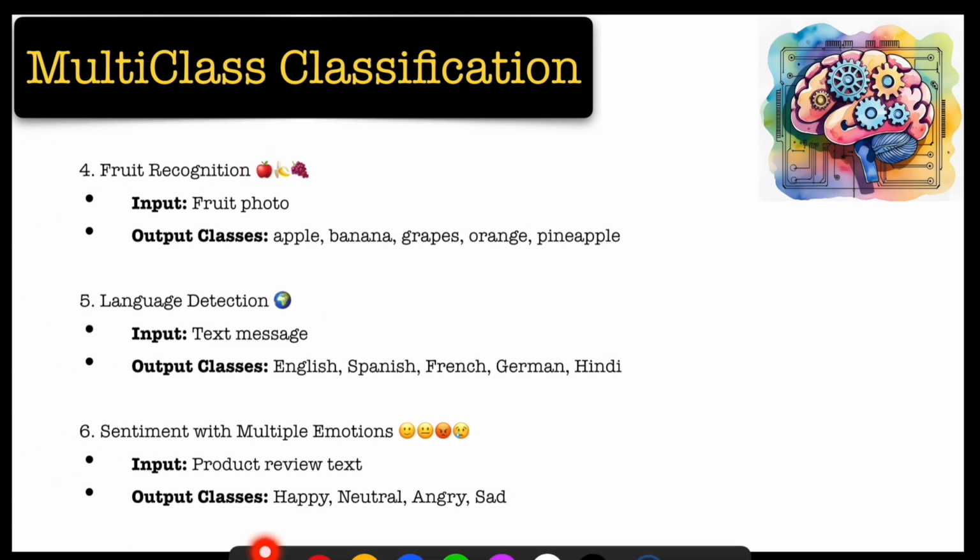Next, fruit recognition. Let's say you're given fruit photos. You can classify them as apple, banana, grapes, orange, pineapple. Any type of image classification is one example of multi-class classification.